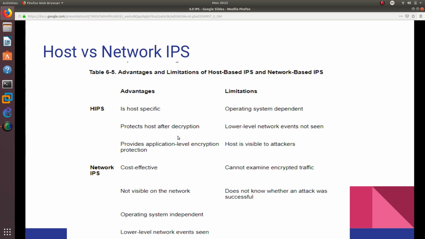So that's why it is really good for you to have a host IPS and also a network IPS, because you can protect the host after decryption, which the network IPS does not do, and the network IPS does not know whether an attack was successful. And if you have a host IPS, you will know if it is successful or not.